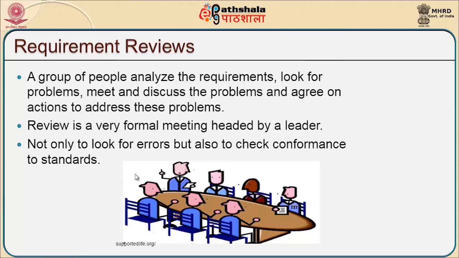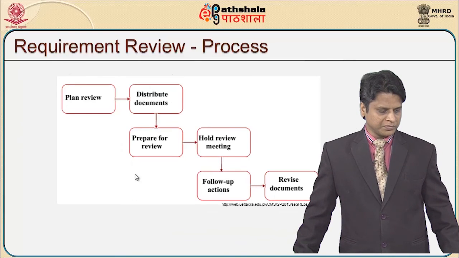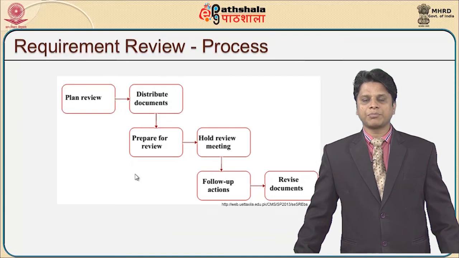And as a last case, these requirements are to be reviewed. There should be a peer group which reviews the complete list of requirements presented, agreed upon both by the customer and the development team. So a group of people analyzes the requirements, looks for problems, meets and discusses the problems, and agrees on actions to be addressed. This review is a very formal meeting headed by a leader. It is not like an agile process. It is not only to look at the errors, but also to check whether it has met all the standards or not. So requirements review happens by this process.